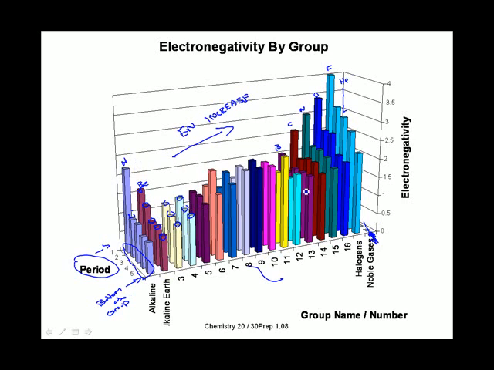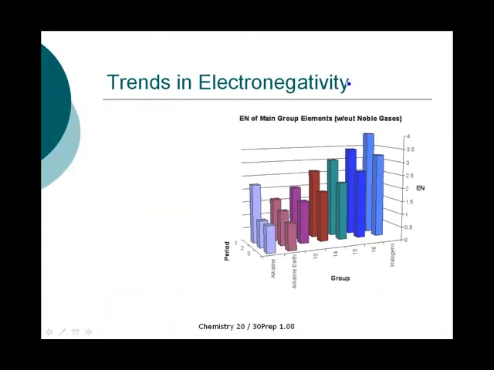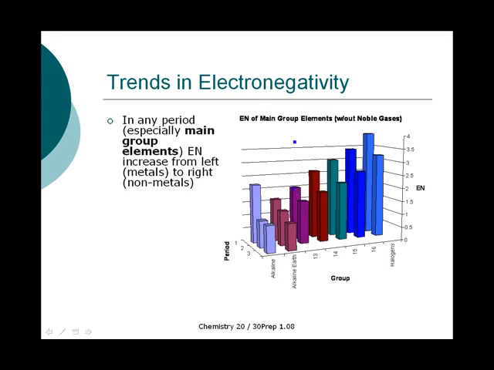So electronegativity increases by group number. It also increases by period. So electronegativity is always increasing this way. And it's affected by two things. It's affected by the size of the nucleus and the distance that nucleus is from the valence electrons. And here's just a smaller one. It's just the main group elements. We should see the same thing.